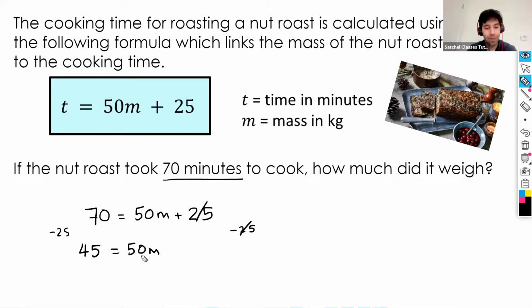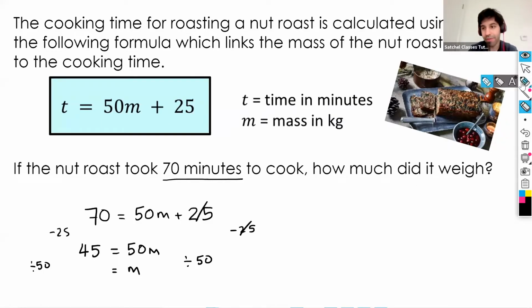And now what we have to do is divide both sides by 50. And the reason why we're doing that is because m is being multiplied by 50. So to do the inverse operation, we would have to divide both sides by 50. So 50 divided by 50 is equal to 1. So we'll end up with 1m. And rather than writing 1m, we will simply just write m.